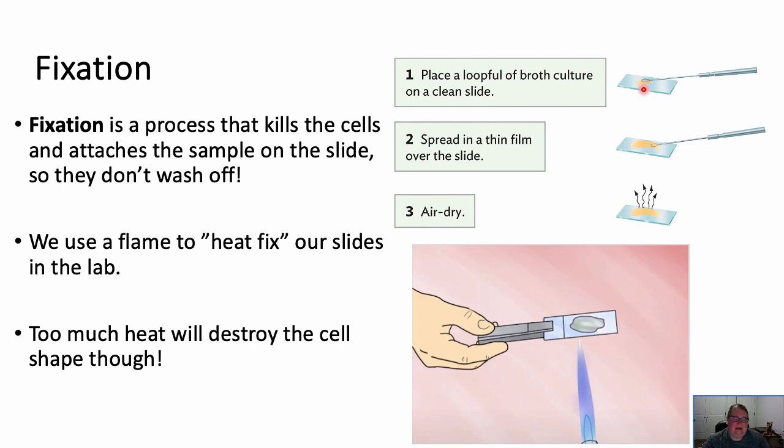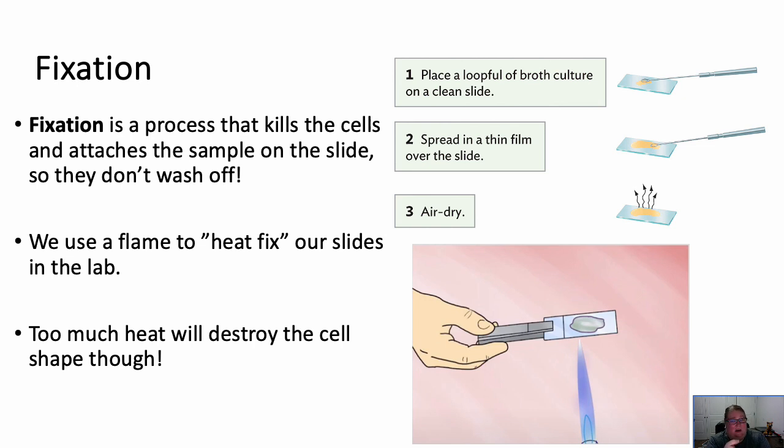We're actually going to use a different method, and it's called the heat fix method. Okay, so what we're going to do is get our slides, and once they're air dried, so once we're at this step here, we're going to take our air dried sample and swish it over a flame from the Bunsen burner. Okay, so the flame is going to kill the cells and cause them to stick to the slide. So this is what we call heat fixing.